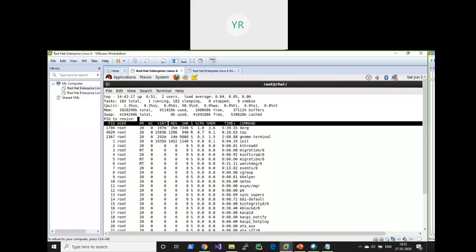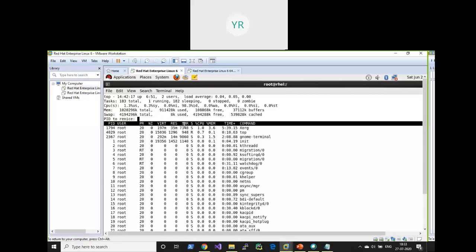So each and every process, these are the processes, na? Which process is taking how much virtual memory. So the first XOR is taking 197 MB, and the top command is taking this much amount of memory. Okay, like that, it will give the information about the virtual memory. Next one is resident memory.